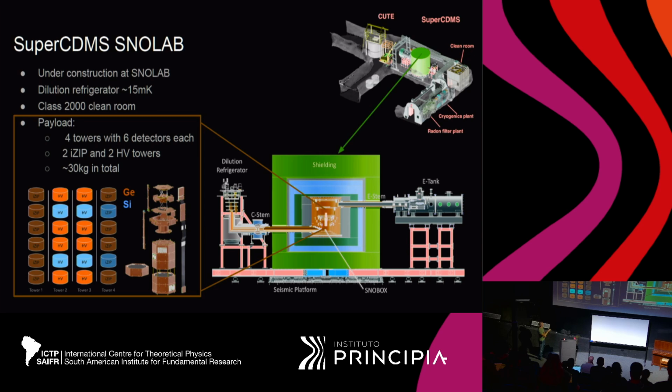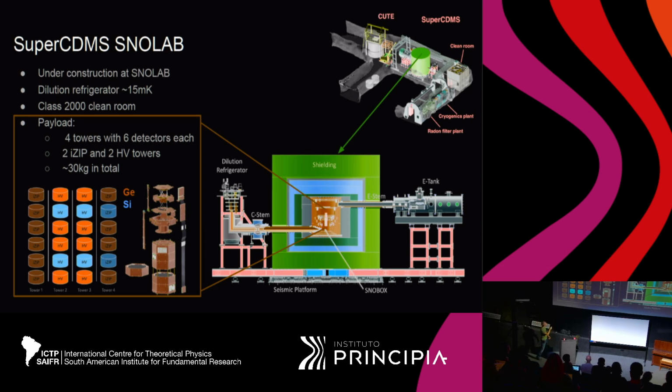So they are putting many of these detectors and interleaving some of the ones that I told you before, the iZIPs, that are the ones that are measuring at the same time ionization and phonons to be able to have electron recoil, nuclear recoil discrimination, together with other detectors operated in the high voltage mode. They do this in order to have a wider range of sensitivity to all the masses that go from lower masses to higher masses.